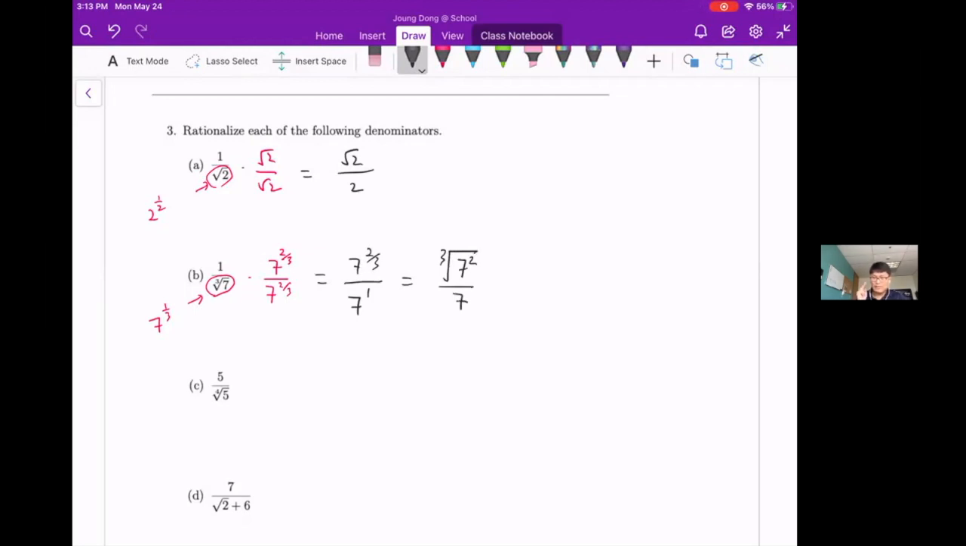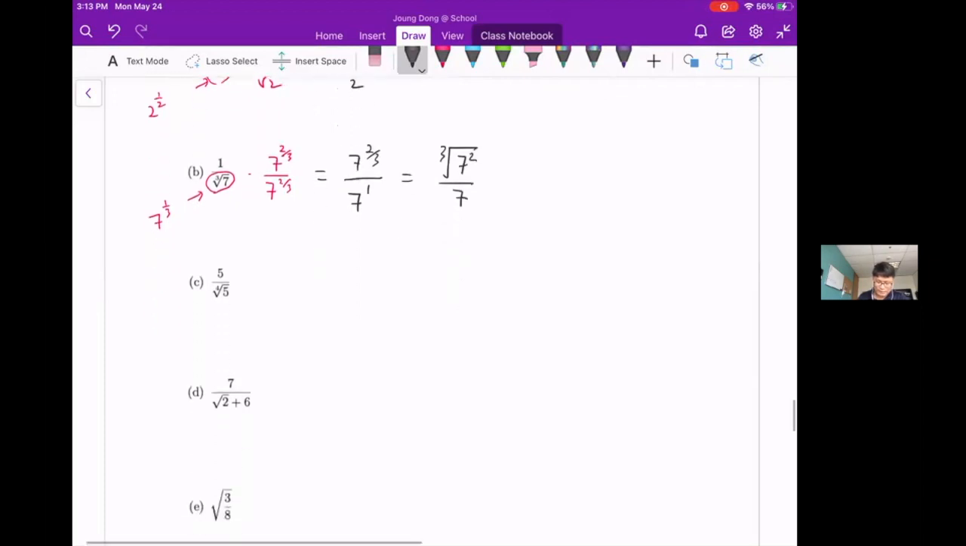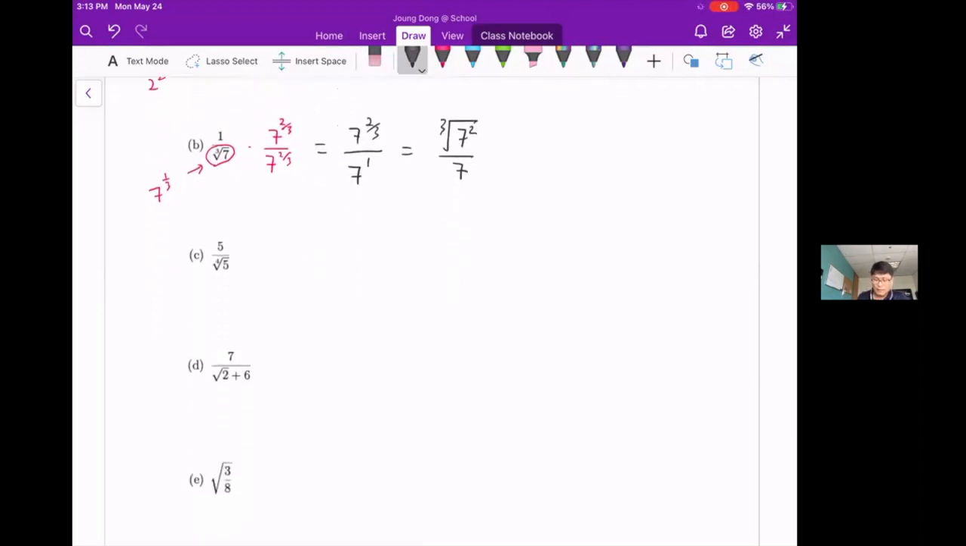Let me do the same thing for the next problem. Look at C. Your denominator has a fourth root of 5, which is 5 to the 1/4. Then as I explained, we need to multiply by 5 to the 3/4. Then you can make your denominator 5. Is that clear? So we're going to multiply by 5 to the 3/4 over 5 to the 3/4.